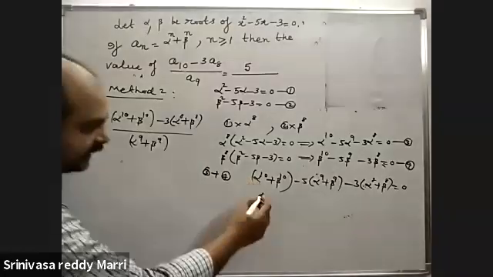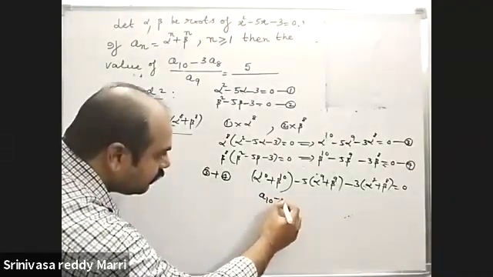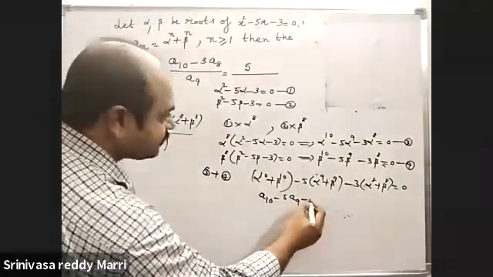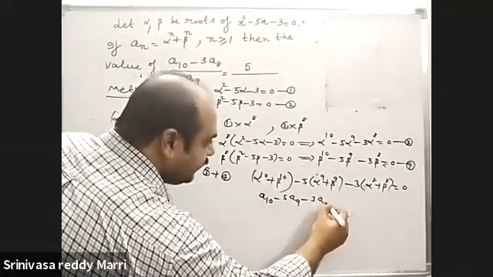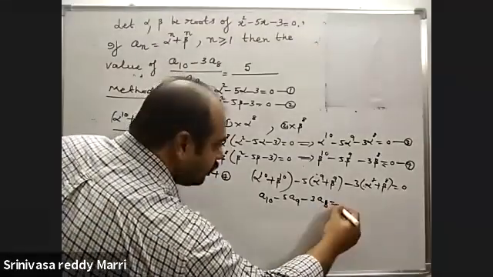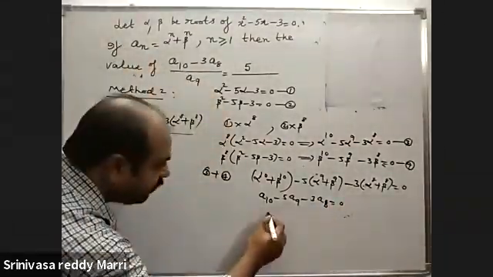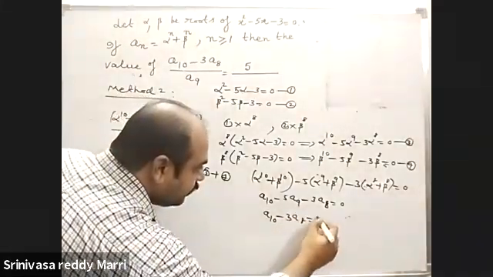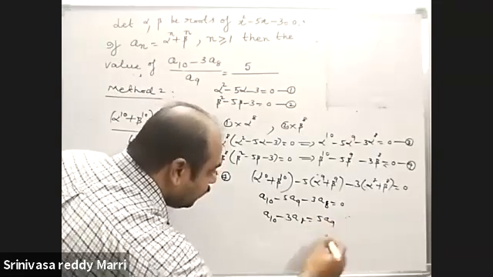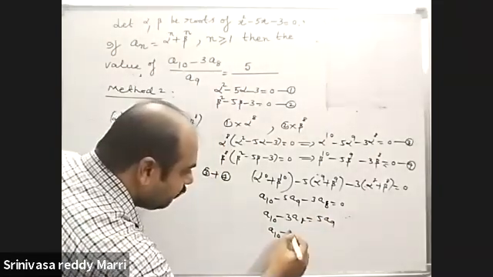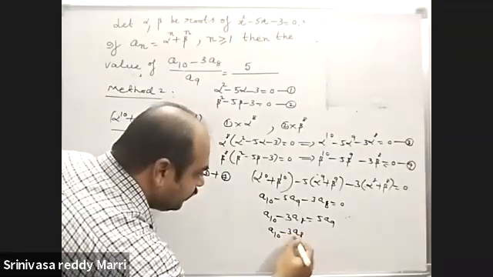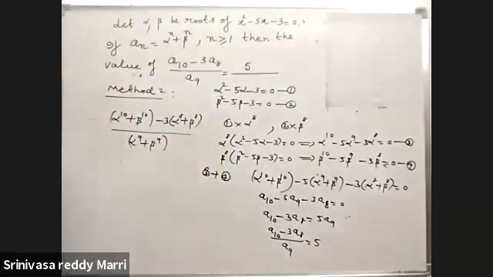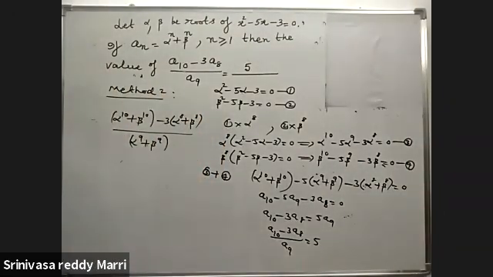Right? Now this is what? A10 minus 5A9 minus 3A8 equal to 0. That means you got directly the answer. A10 minus 3A8 equal to 5A9. That means A10 minus 3A8 divided by A9, this is what, 5. Same answer you got. This is another approach, right?